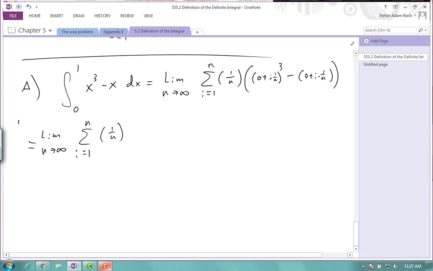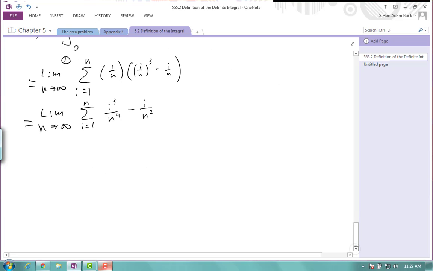So, let's do that. 1. I'm going to multiply everything out. So this is i over n cubed minus i over n, leaving me with, let's see, i cubed over n to the 4th minus i over n squared.